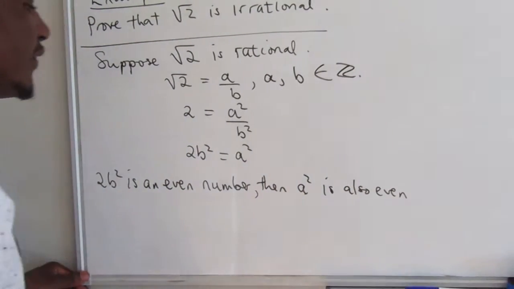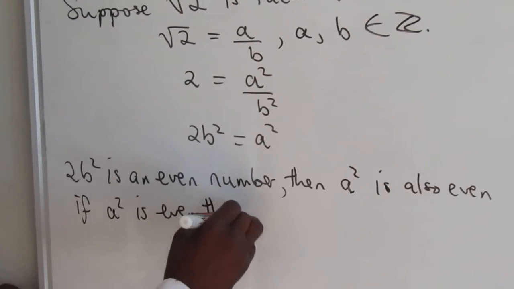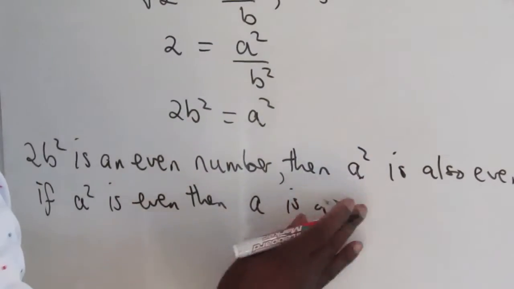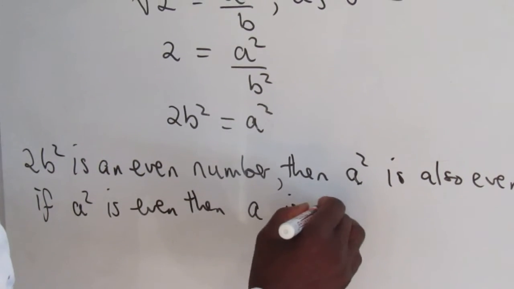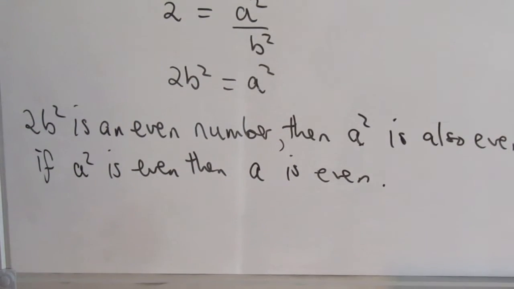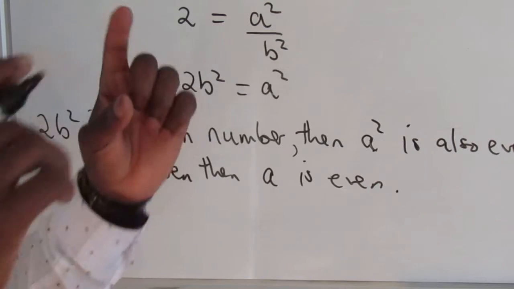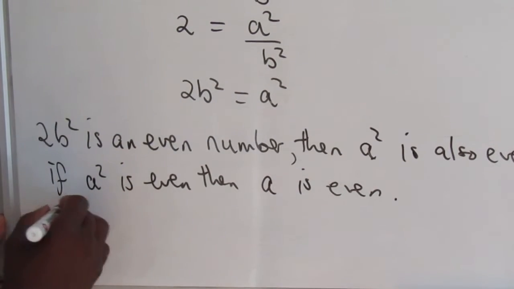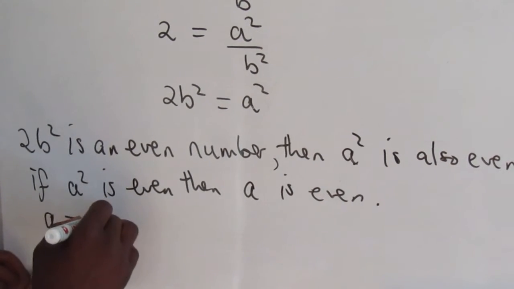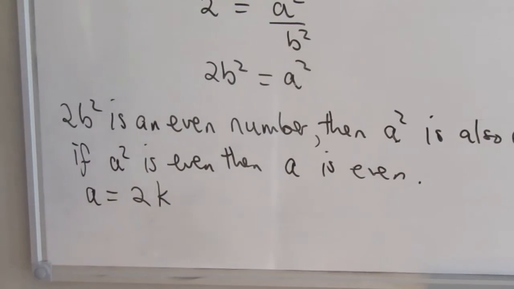So if a squared is even, then a is also even. Right. So if a is even, we know that any even number can be written as 2 times any number. So if a is even, then a is equivalent to 2k.